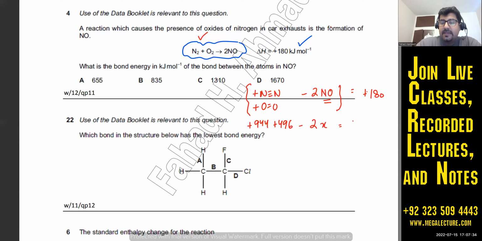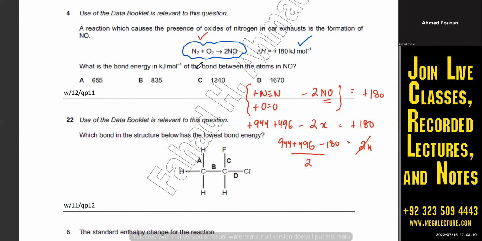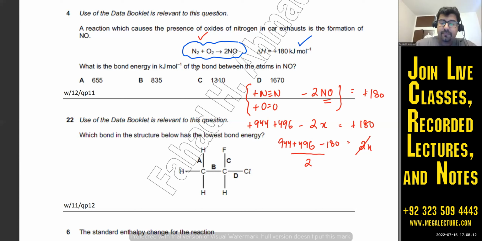It's going to be 944 plus 496. Bring the 180 to this side. That's minus 180. 2x on the other side. Get the 2 to the other side now. So what are we going to get? So answer without care. What's the answer to this? And the answer is not going to be 630. You're getting 630 kilojoules per mole. The closest one is A.